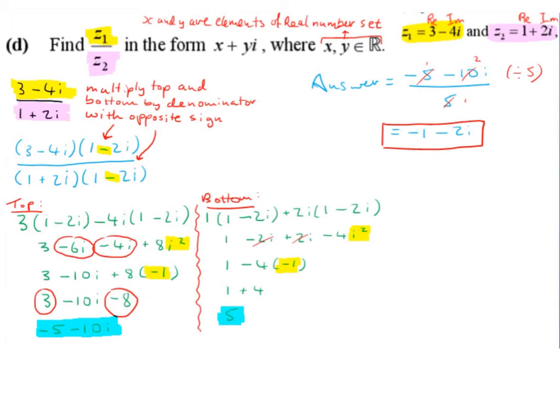So our numerator is minus 5 minus 10i. And our denominator is 5. So minus 5 minus 10i over 5. We see that 5 will divide into each of our terms. So minus 5 divided by 5 is minus 1. Minus 10i divided by 5 is minus 2i. So this is our final answer, minus 1 minus 2i. The real part comes first, the imaginary part comes second.